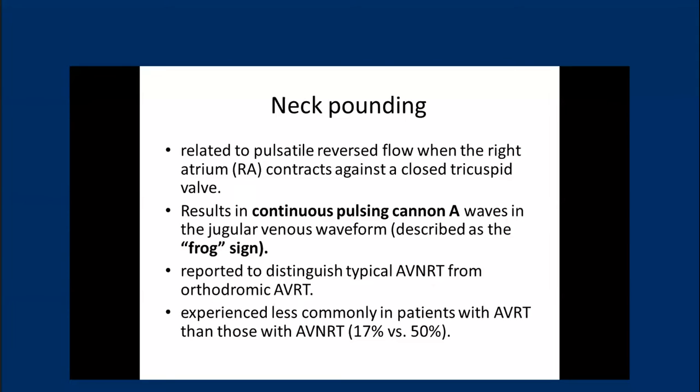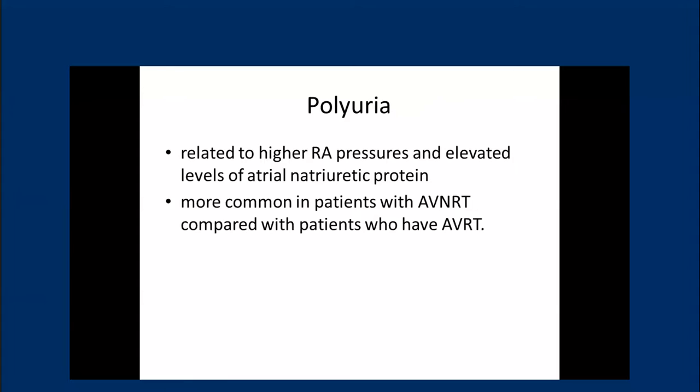And they are usually typically seen in AVNRT compared to AVRT, because in AVNRT, the contraction of the atria and the ventricles occurs simultaneously, because in the typical AVNRT, the retrograde pathway is a fast pathway, and the impulse reaches the atria simultaneously with the ventricles. And polyuria during episodes of tachycardia can be seen because of increased RA pressures and thus increased levels of natriuretic peptides.